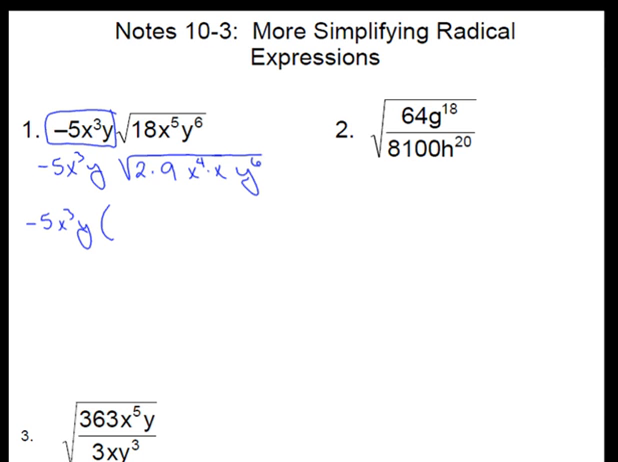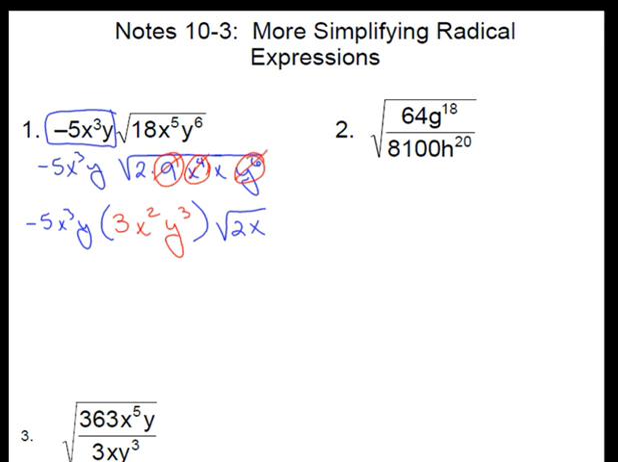I now need to go through and pull everything out of the radical that I can. Well, 9 is a perfect square, so the square root of 9 is 3. That portion's gone. X to the fourth is a perfect square, so that's going to become x to the second power, because we take our exponent and divide it by 2. That portion's gone. And then y to the sixth is also a perfect square, so that's y to the third power. 6 divided by 2 is 3. Inside my radical, I am left with a 2 and an x.